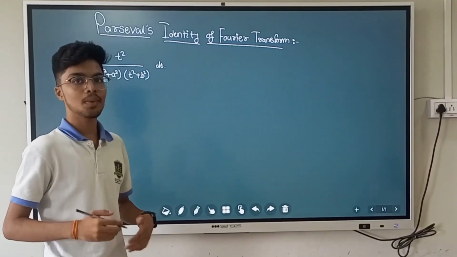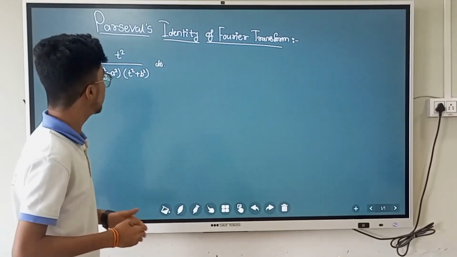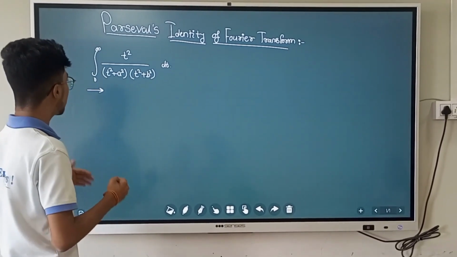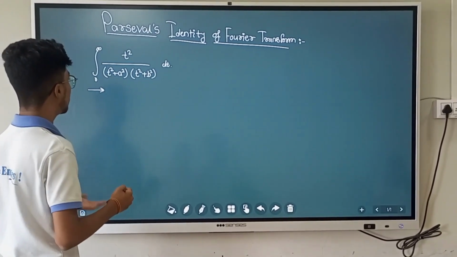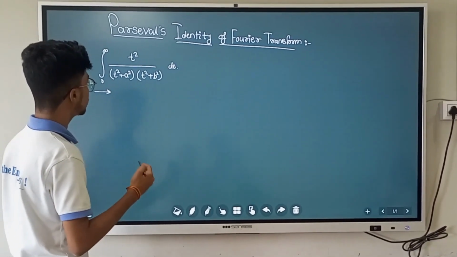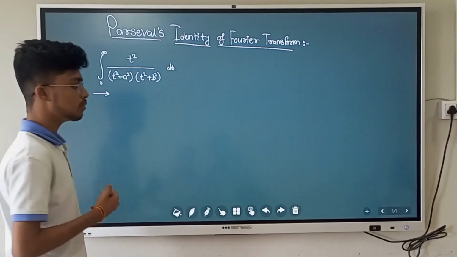Hello everyone, I am Rainbow, roll number 179, and today we are here to solve an example on the Parseval's identity of Fourier transform. So let's start with the first example, which is the integral of t square upon (t square plus a square) multiplied by (t square plus b square), where the limit varies from 0 to infinity.